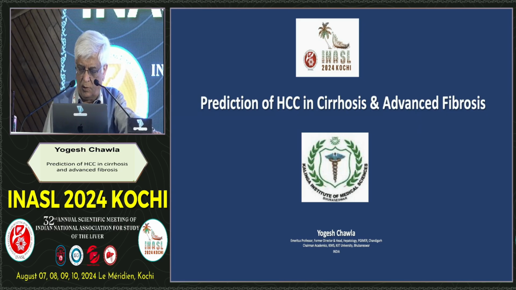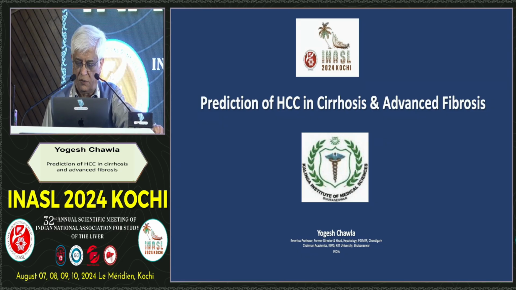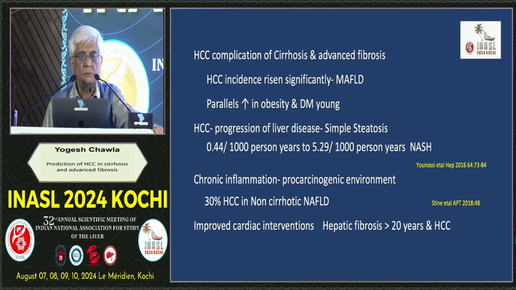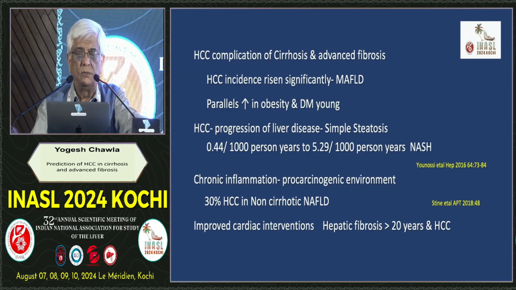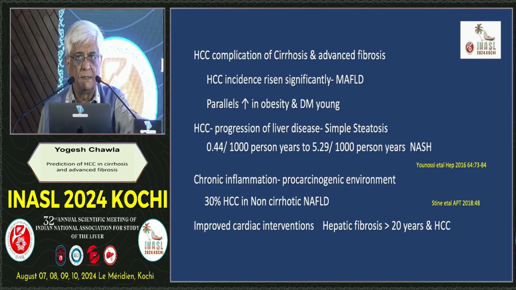Now let's go on to the predictive models in patients of cirrhosis who develop HCC. So we know that HCC is a common complication in patients of cirrhosis and advanced fibrosis. The incidence of HCC is rising significantly, and now with MAFLD more so, since it's paralleling the rise in obesity and diabetes mellitus in the young.